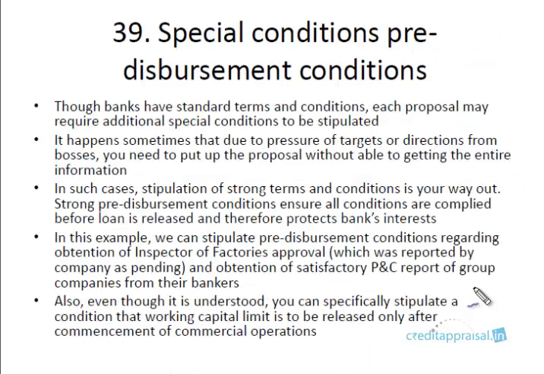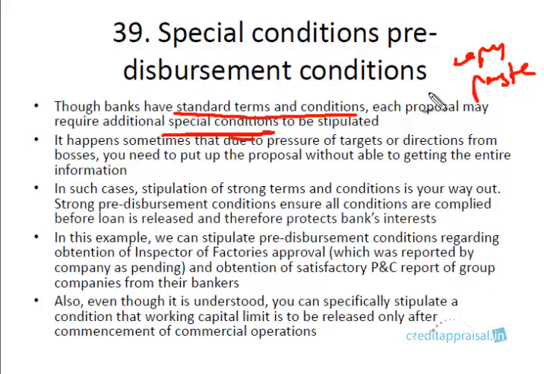So then you can look at the special pre-disbursement conditions, right? Banks will have a standard set of terms and conditions. So in every process note, as a credit officer, you will be copy-pasting the standard set of conditions. But each proposal is a special case. So apart from the standard terms and conditions, you also need to stipulate some special conditions for this particular project, because each project will have its own lacuna, right? You need to address them.